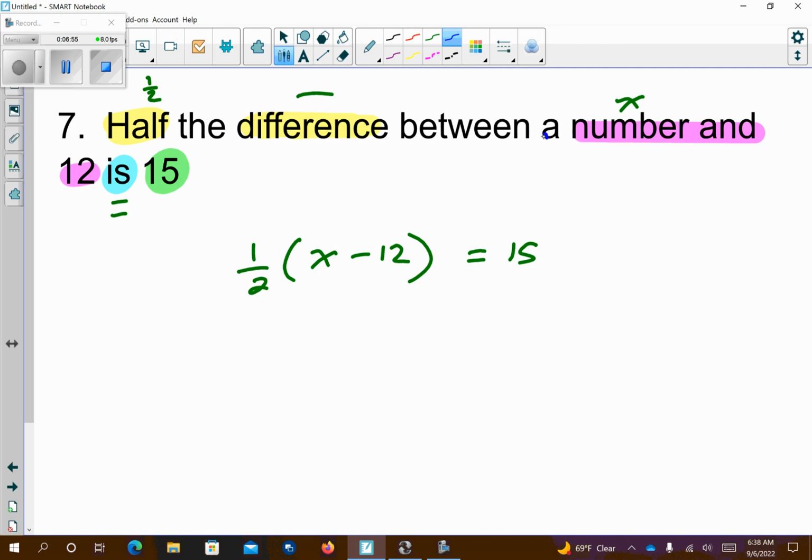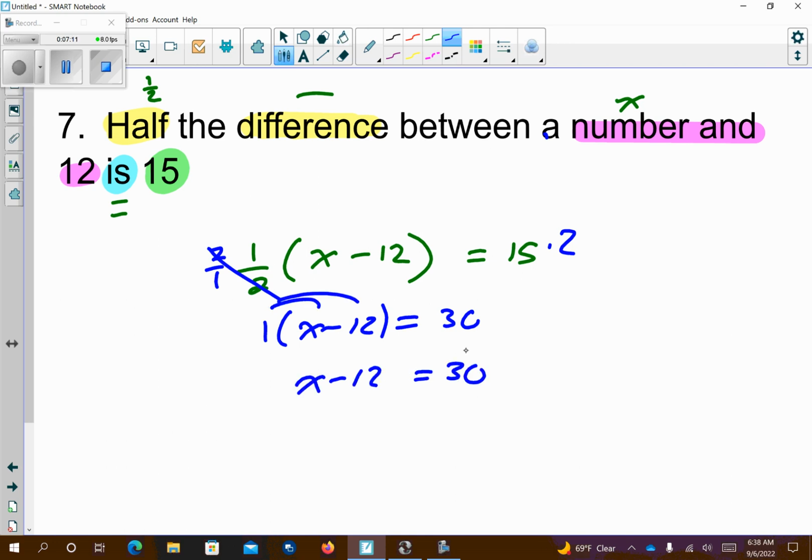Okay, so I could do this first. I'm going to multiply this by 2 over 1 and this by 2, and that's going to cancel. That's going to give me 1, and then x minus 12 is equal to 30. If I distribute 1 over the parentheses, I get the same thing that's inside the parentheses. Now we're ready to start solving it. Opposite of negative 12 is positive 12. So x equals 42.